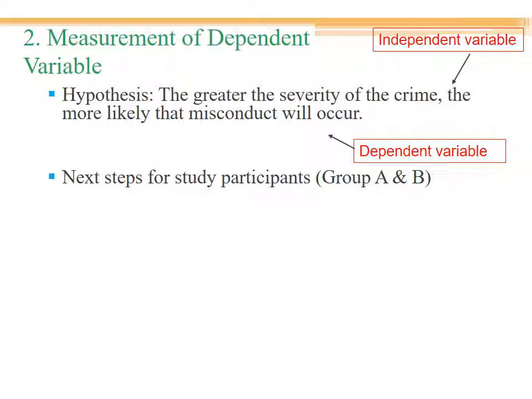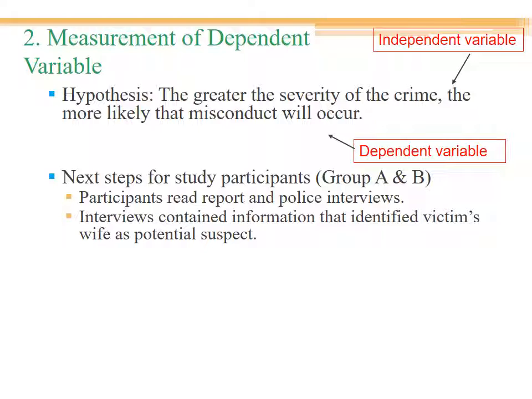They asked participants to do the following. The two groups read the reports, the police reports, and other relevant material such as interviews with police, or the police interviews with witnesses. Remember that one report resulted in a murder and the other an assault. In the interview, there were 4 questions with information that identified the victim's wife as a potential suspect.